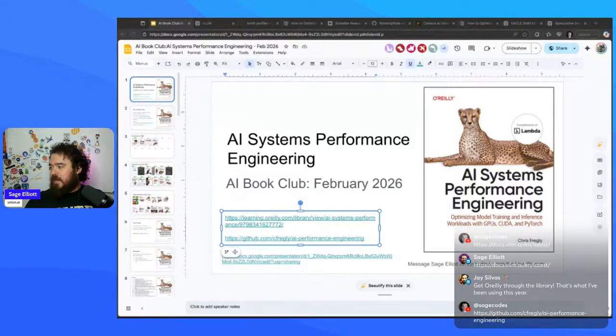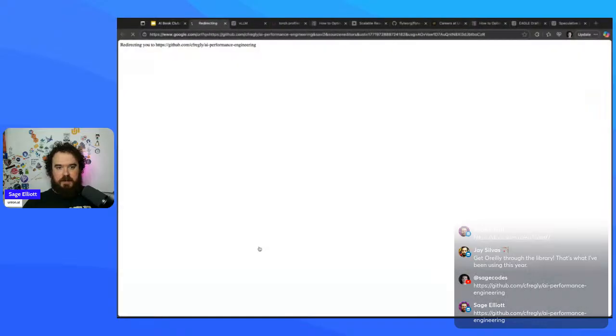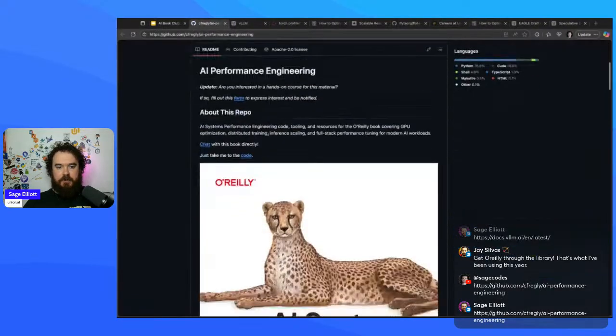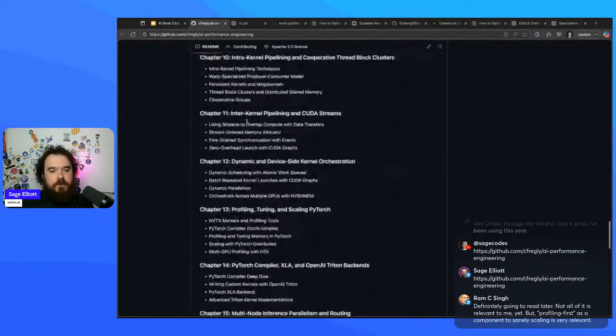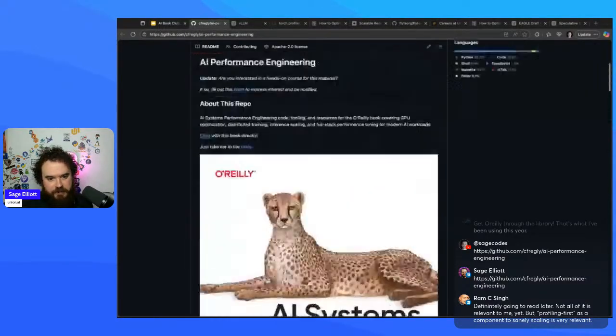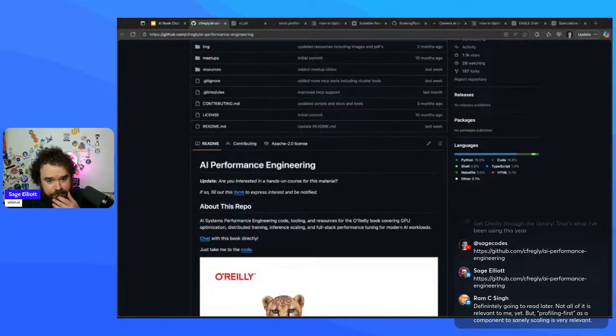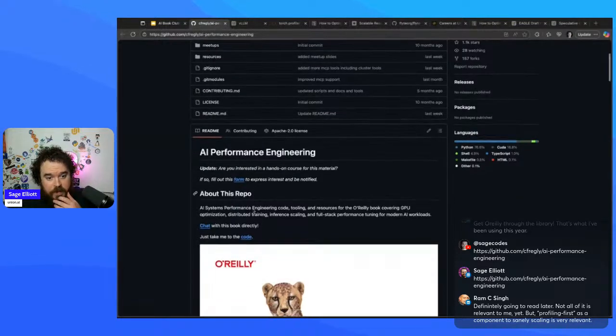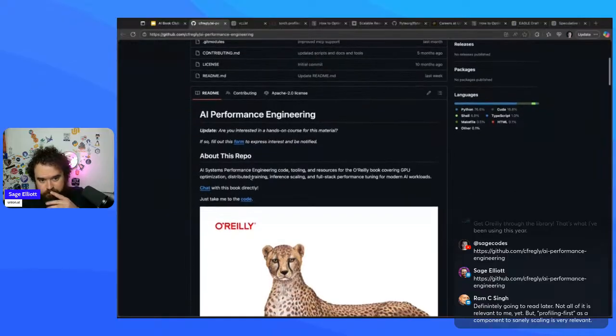So again, go to this book's GitHub as well. It does have a lot of code examples and also walks through, I mean, it doesn't have the chapter contents, but it kind of has what's covered in those chapters, which could be an interesting place for you to start as well. Oh, and it looks like you might be doing a hands-on course potentially, which could be cool.